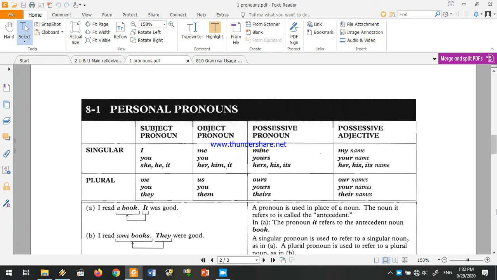Possessive pronouns, on the other hand, can stand on their own. We can end a sentence with a possessive pronoun. If someone asks you, whose pen is this, you can say, it's mine. You don't need to say, it's mine pen. That would be grammatically incorrect.